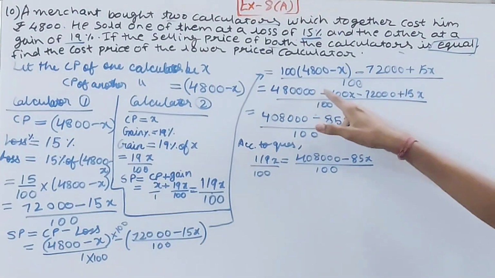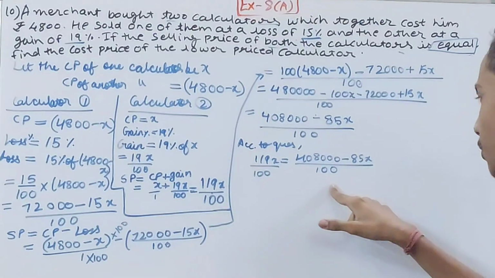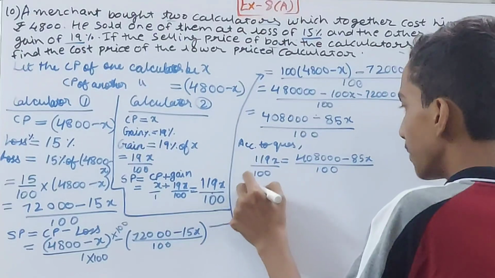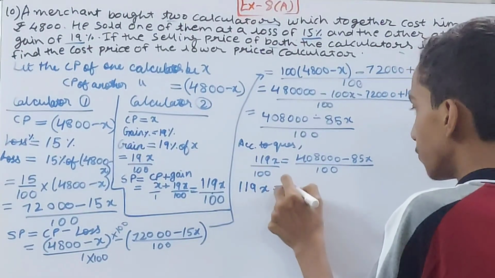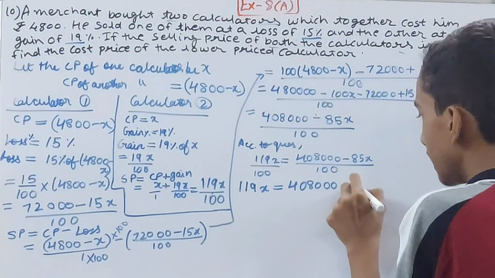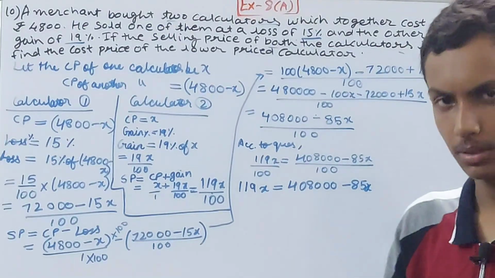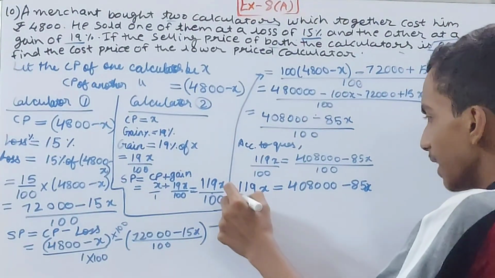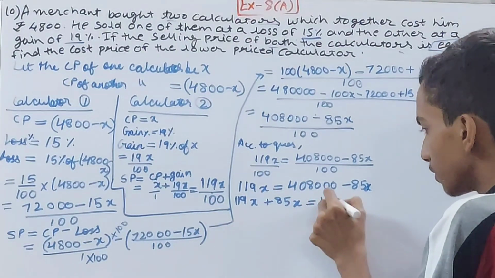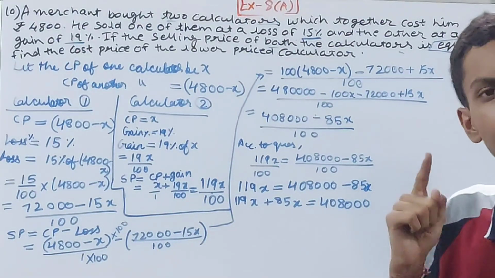Okay, so we have just taken this out, and we have equated both these. So upon 100, upon 100 you can cancel, it will go there, it will multiply and both of them will cancel. So directly I am writing this down, 119x is equal to 408000 minus 85x, right? No effect. When upon 100 is there on both the sides, you can remove this. Now see, 119x plus 85x is equal to 408000, right? This is a simple equation, and we are solving this.